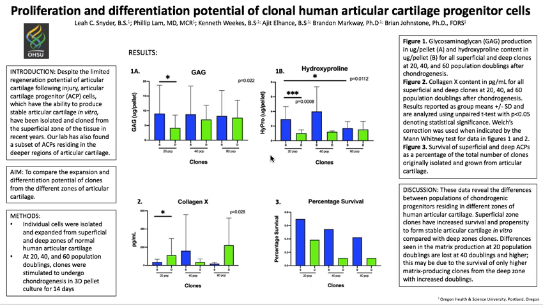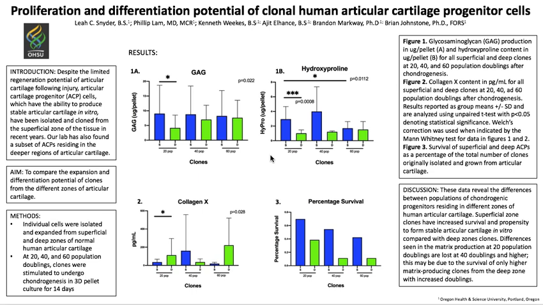At 20, 40, and 60 population doublings, clones were then stimulated to undergo chondrogenesis in 3D pellet culture for 14 days. We wanted to determine the matrix production of these pellets. In order to do so, we measured the glycosaminoglycan, also known as GAG production, hydroxyproline, which is a surrogate marker for the total collagen content, and collagen 10 production, which is a marker of hypertrophy or ossification of cartilage.